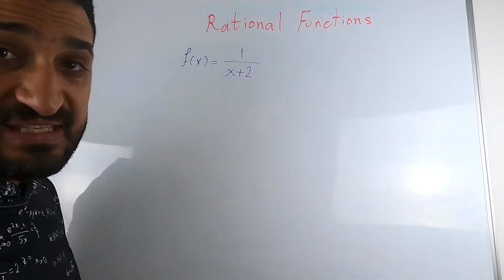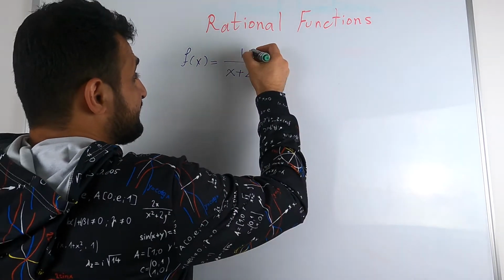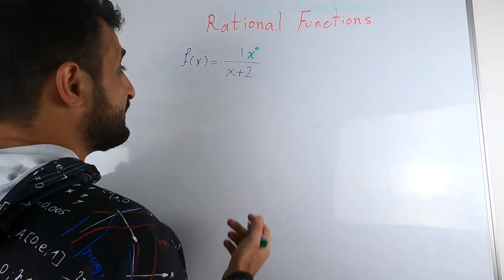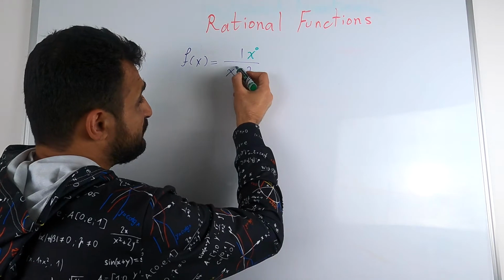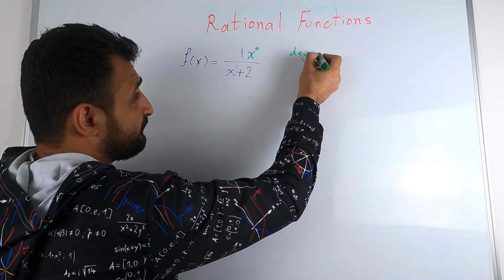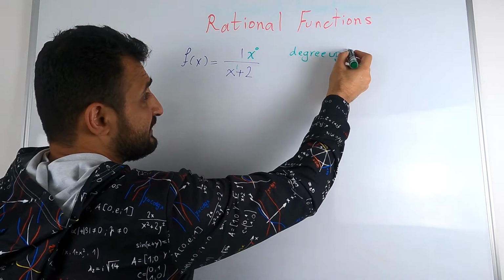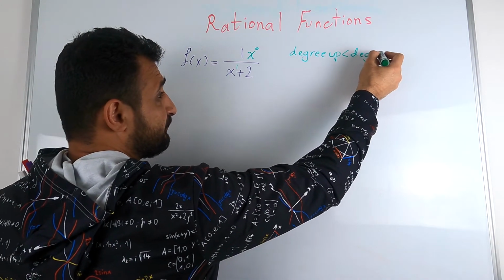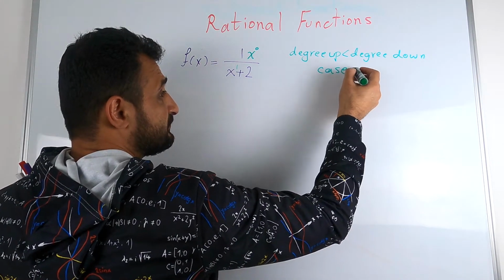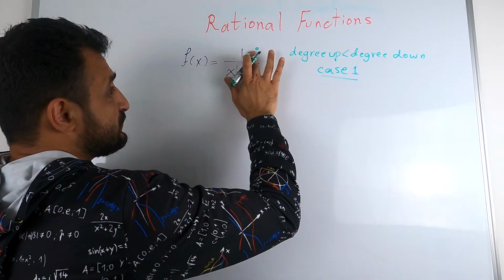Here you don't have x up. That means there was x but to the power 0. So any number to the power 0 is 1. So degree up is 0, degree down is 1. So degree up is less than degree down. So this is case 1.